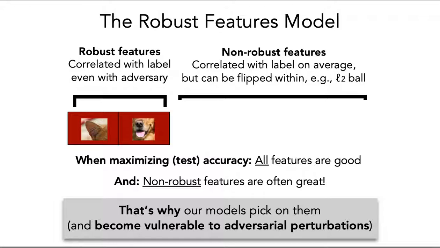However, and this was a surprise, it turns out that there is a vast spectrum of patterns in the data that are also very predictive of the correct label, but are actually non-robust, that can be completely flipped by adding, let's say, a tiny bit of L2 bounded noise. What happens is that our models just care about maximizing accuracy. So any feature that helps them get the right answer on the test is a good feature to them. And it turns out that these non-robust features are often great. The information you can extract from them is even stronger than what you can get from robust features, and that's why our models gravitate towards picking them.